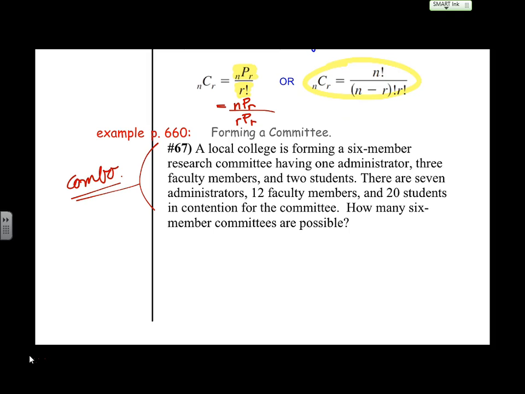Magic. Locker permutation, combination pizza. One of them is mathematically accurate, one of them is not.